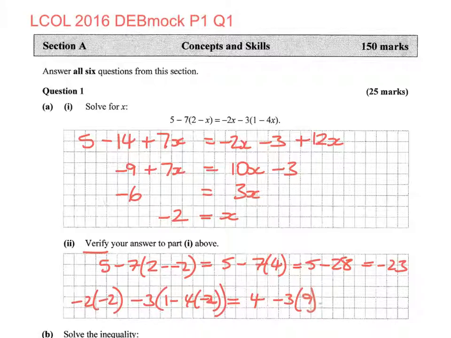So we have 4 take away 27. That's minus 3 lots of 9, which also gives me minus 23. So they're both the same as each other. Therefore, I have shown that my answer of minus 2 is correct. It works. I've verified it.